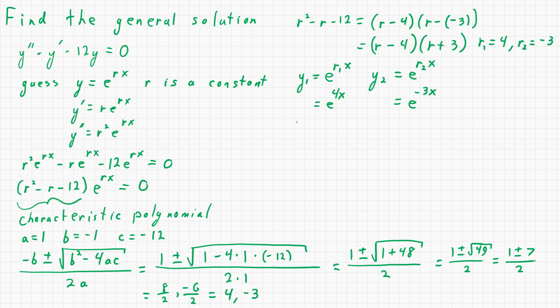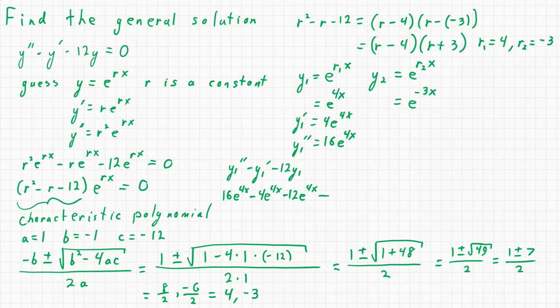So right now I have y1 equals e to the 4x, then y1 prime is 4 e to the 4x, and y1 double prime is 16 e to the 4x. If I plug that in, y1 double prime minus y1 prime minus 12 y1 from the original ODE, that's going to end up equaling 16 e to the 4x minus 4 e to the 4x minus 12 e to the 4x. And that definitely equals 0, right? 16 minus 4 minus 12 is 0.